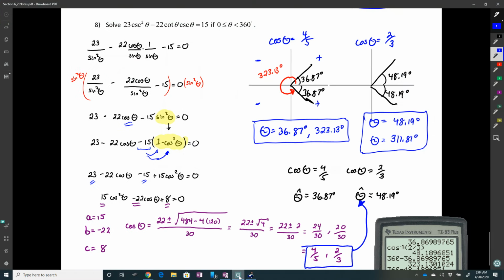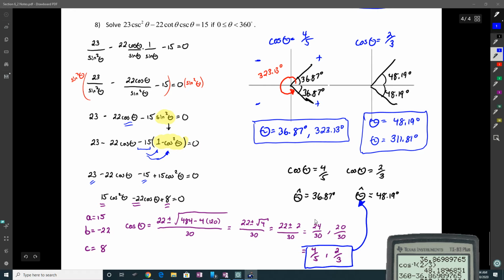Yay, math. All right, so this was just an example where you had to actually use the inverse function because the answers you got weren't ones that you could find in the table.